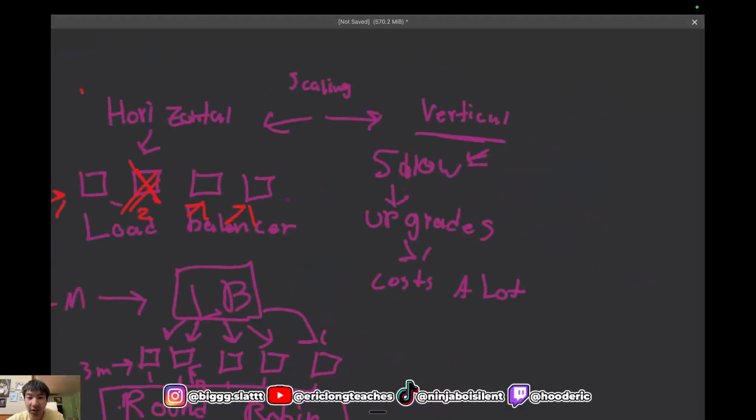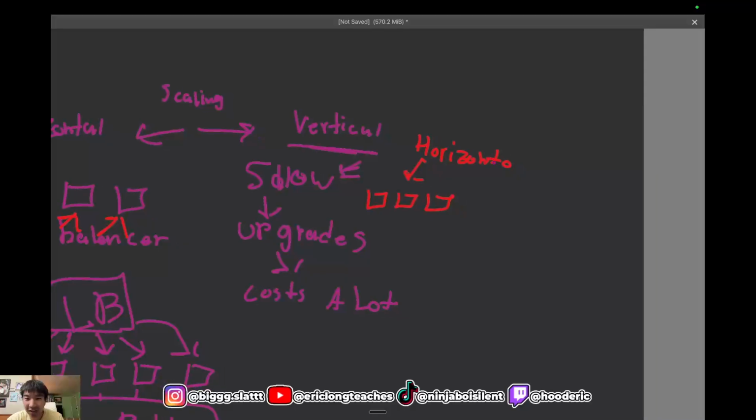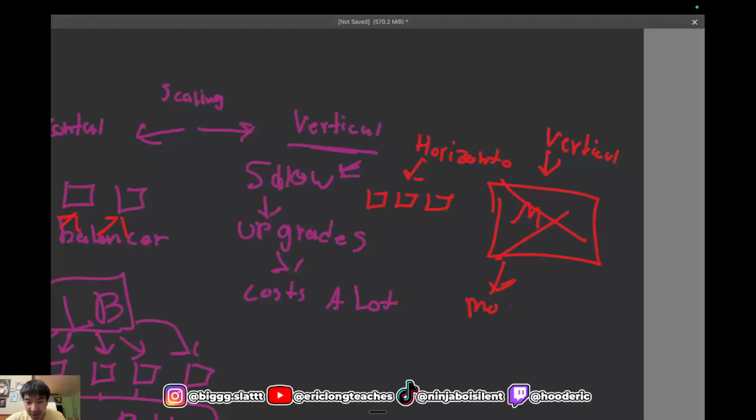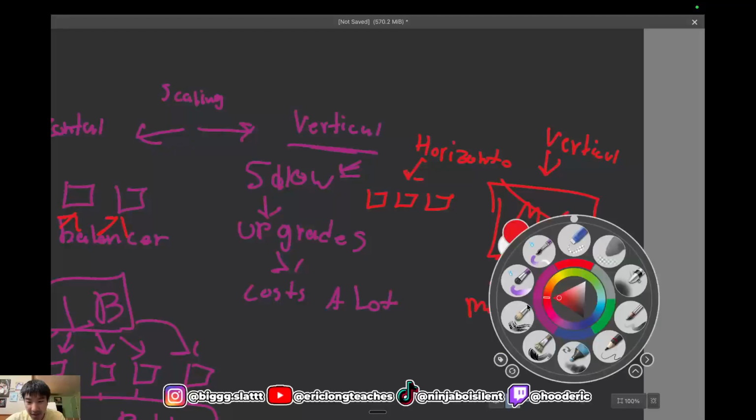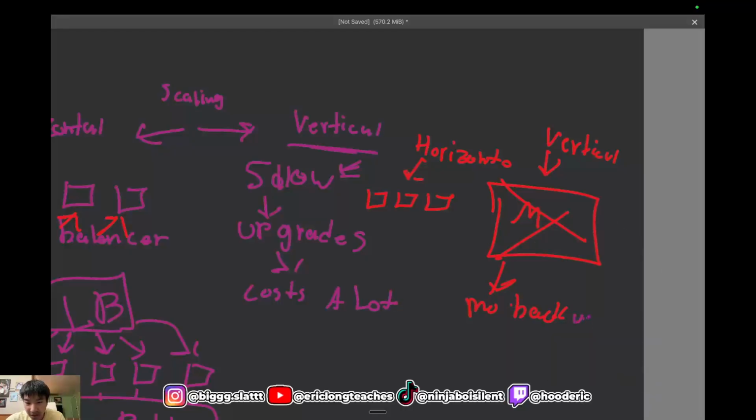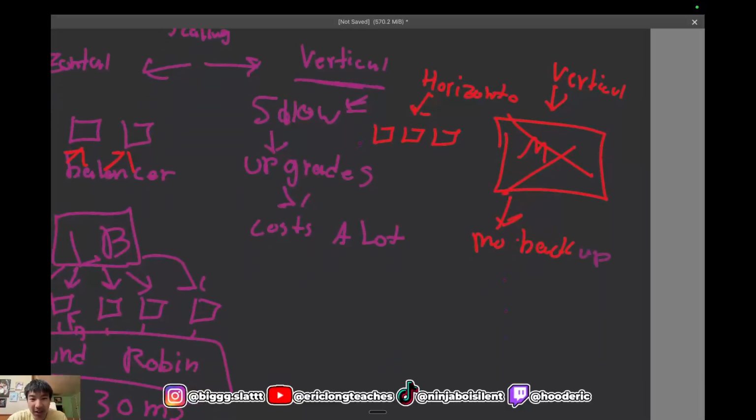Versus vertical, right? Vertical is like instead of a bunch of small ones like this, let's just say this is horizontal. Instead of having horizontal scaling, a vertical scaling would have one giant server. Let's just call this a massive server. This would be one supercomputer, but if it fails, then there's no backup. Right? That's why horizontal scaling is preferred right now.